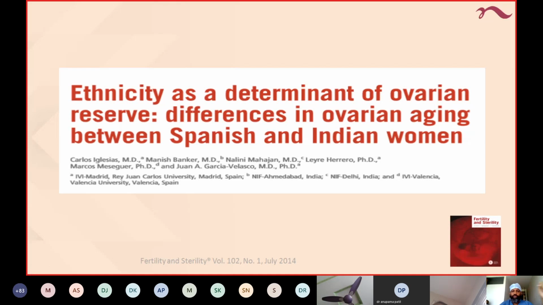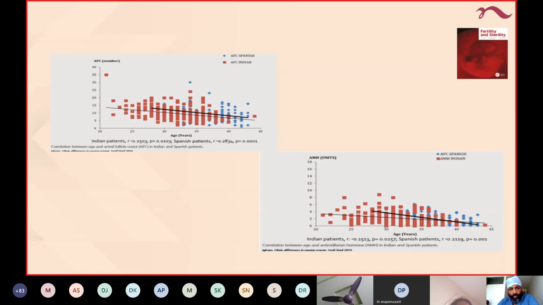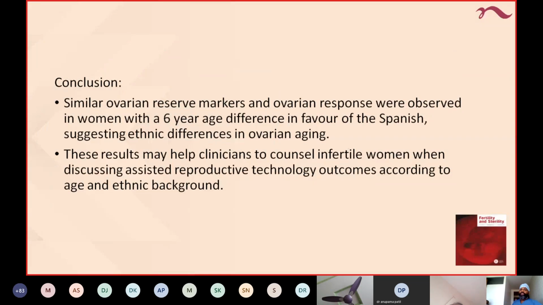And one more study we did in NOVA with our partners, IVI Spain. What we did is, what is the ethnic difference of ovarian aging in Spanish women and Indian women? So IVI Spain and we in India did a study. We found out that Indian women have 6 years early ovarian aging, in the sense similar ovarian reserve markers and ovarian response were observed in women with a 6-year age difference.